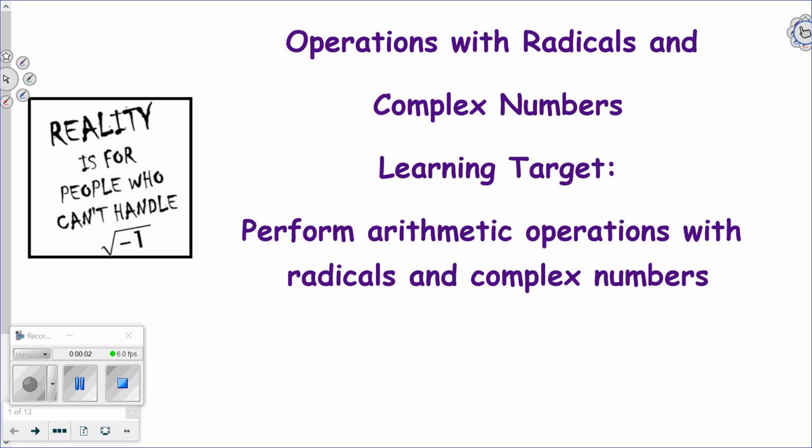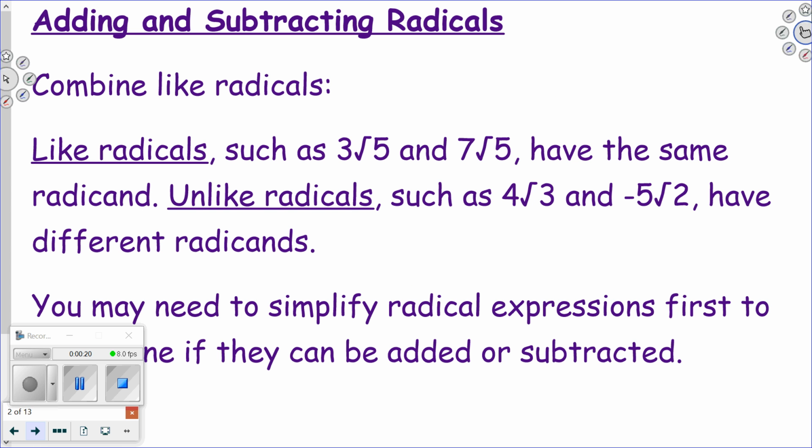All right, so for today, it's our very last section before our test next week. Operations with radicals and complex numbers. This is where we're going to add, subtract, and multiply with radicals, with an i. i is what complex numbers are. So we're going to put all of that together today.